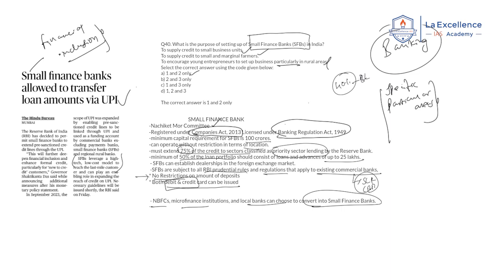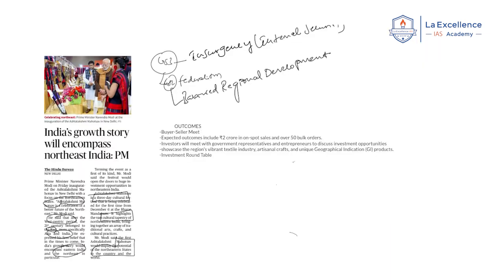Now moving to the last article of the day. This article is saying that India's growth story will encompass Northeast India. This is what was said by the Prime Minister. What is the context of the news? The Prime Minister recently inaugurated Ashtalakshmi Mahotsav. What is meant by Ashtalakshmi Mahotsav? It's a celebration of a cultural festival in Northeast India.